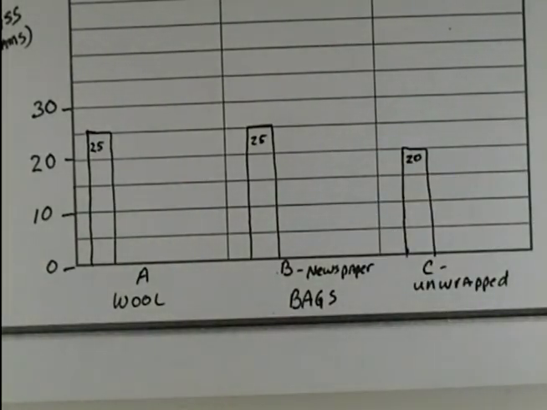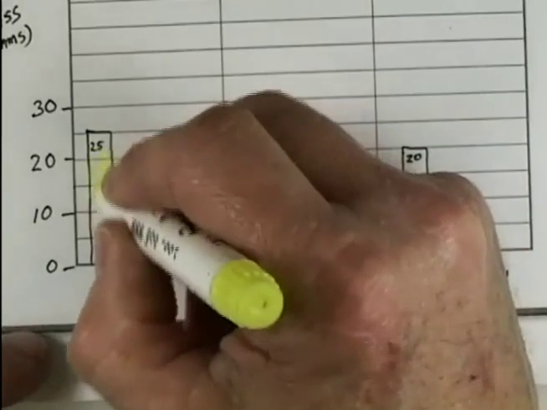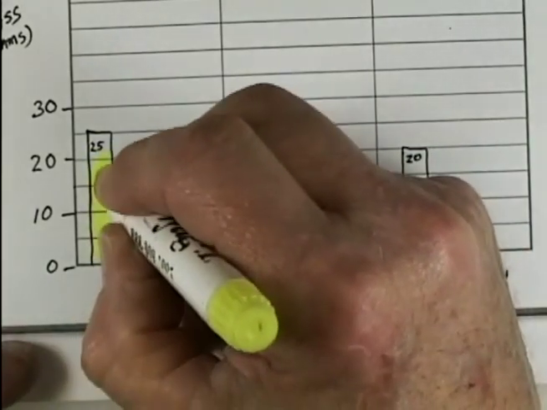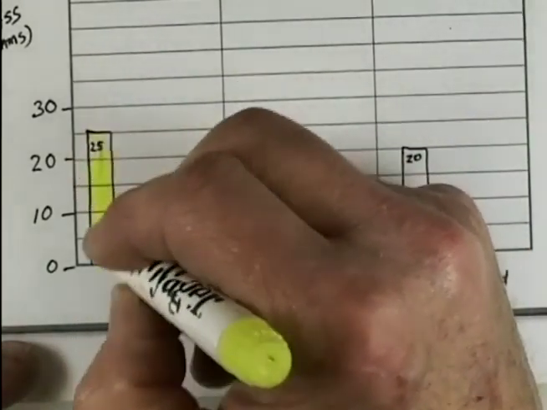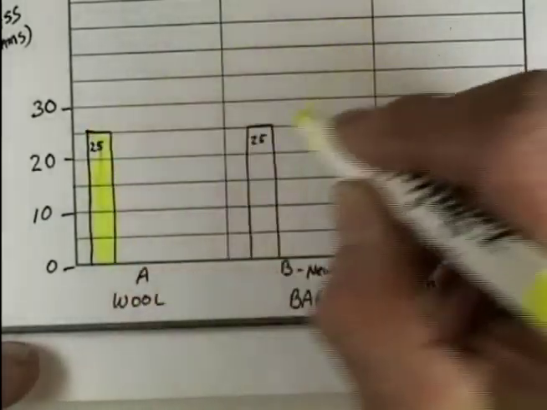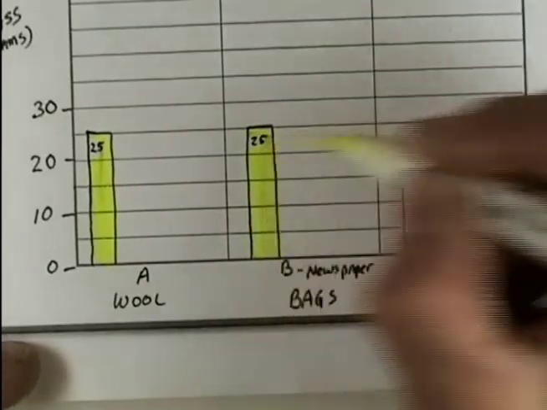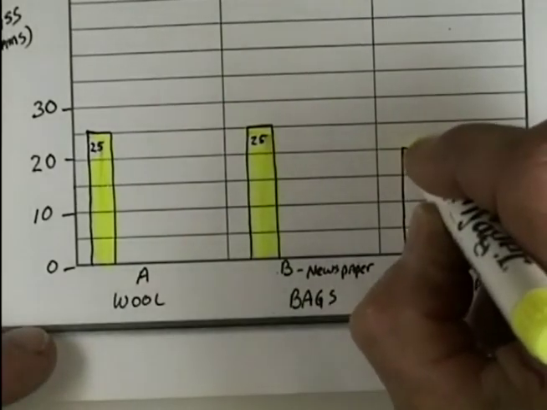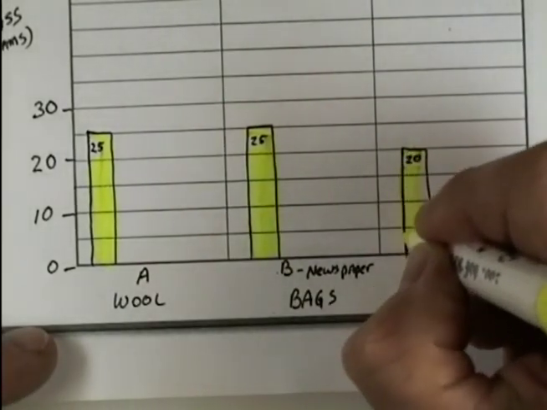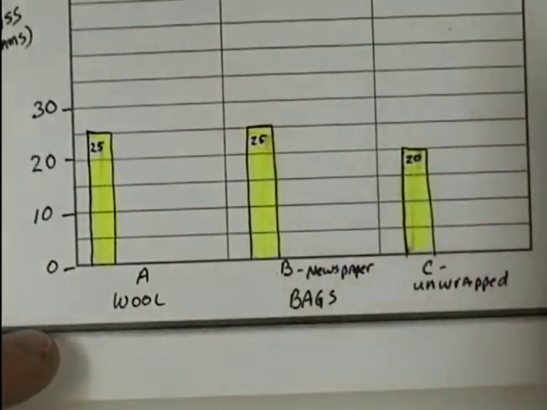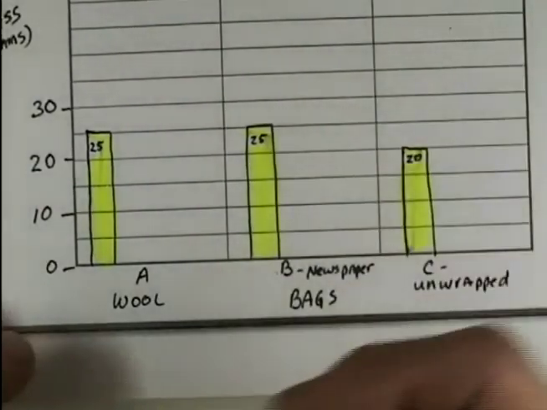Or I could put above it. But I'd like to do this. Since this is my first one, I'm going to go ahead and color this one in, because that's the fun of a bar graph. I'm going to color this in yellow. If you have some colored markers, that'd be cool to do. So that was my very first one.